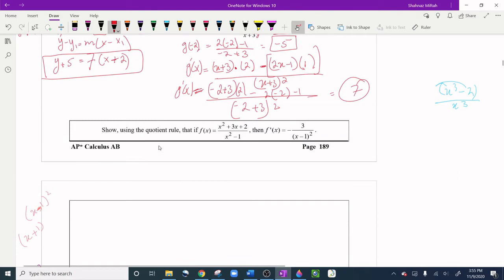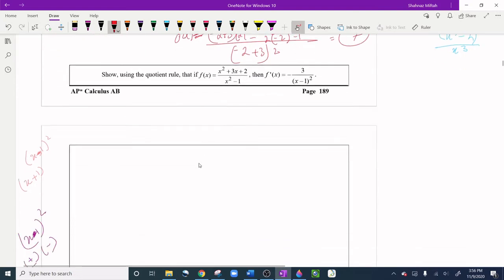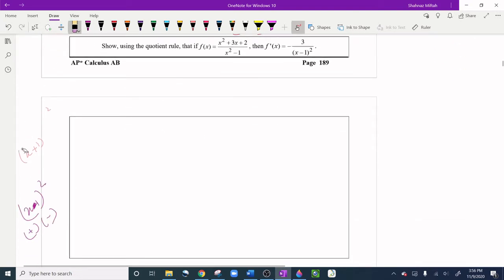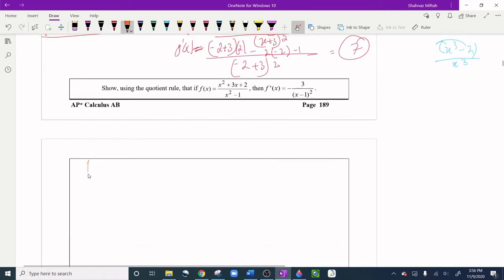Okay, show using the quotient rule that if f of x is this, then f prime x is this. Show means you have this original function, and that's the derivative of this function, because this is f of x, that's f prime x, but they want you to show them the steps how they got this derivative. So we have to show them the steps how they got this answer. So let's try that. So we have to take a derivative of f of x. I'm going to write my f of x here, x squared plus 3x plus 2 over x squared minus 1.